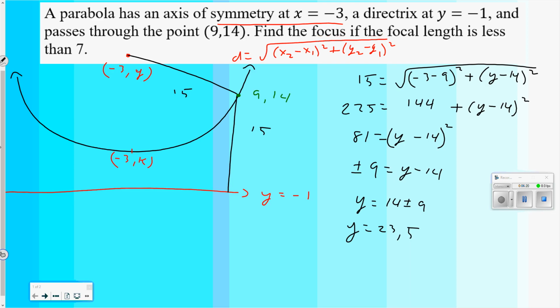But in this problem, I'm told the focal length, or the p, is less than 7. So if the focal length has to be less than 7, that's going to leave you with 5. Are you okay with that? So the focus is (-3, 5).